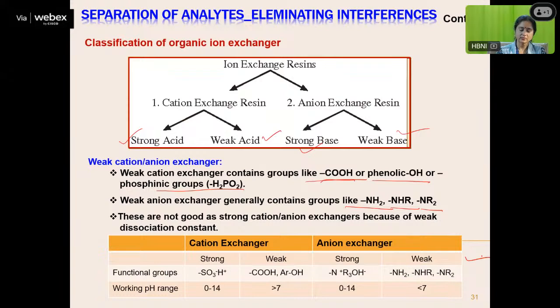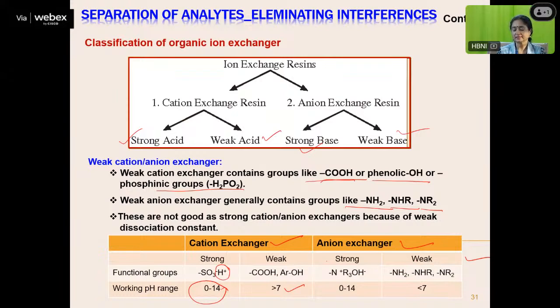So here it is given, you can see the strong and weak for cation exchanger and the strong and weak for anion exchanger. So these are the groups where H plus is the exchangeable ion and SO3 minus is a part of the resin, and this is loosely attached there so that it can be exchanged, and its working pH is 0 to 14. In case of weak, it is COH or AROH. It works at pH greater than 7.